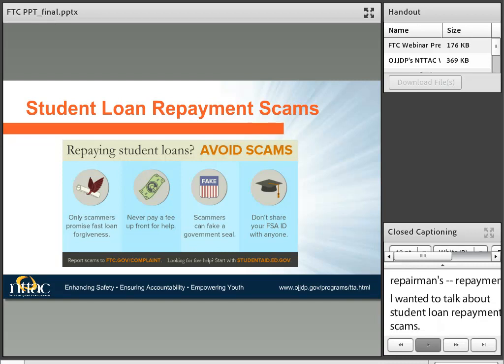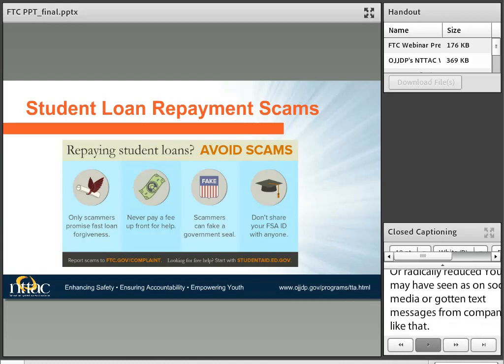Last October we brought an enforcement sweep against scammers who were claiming to help folks get their loans forgiven or radically reduced. And so you may have seen ads on social media or gotten text messages from companies like that where they say that they can get your loan totally forgiven or radically reduced. And some of these companies are scams.